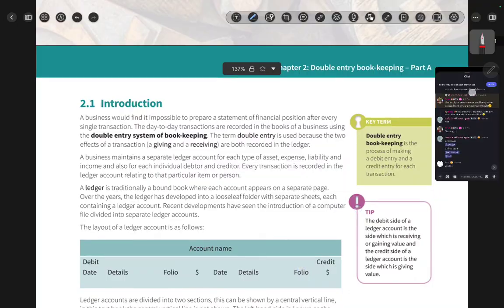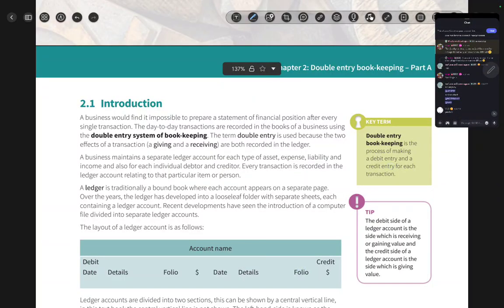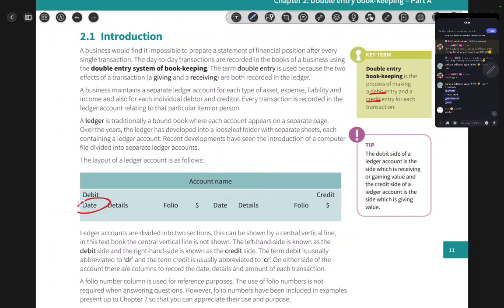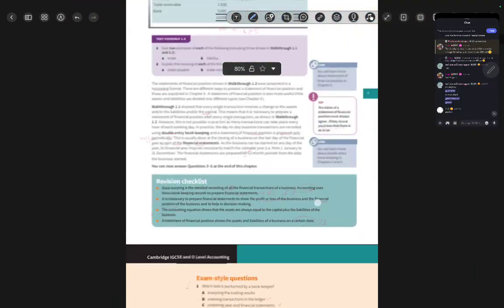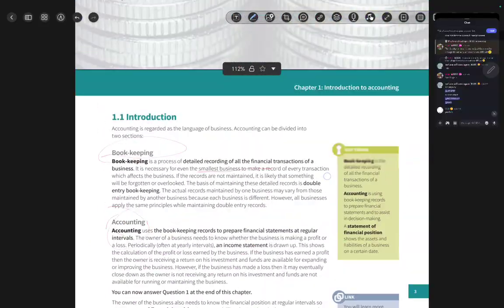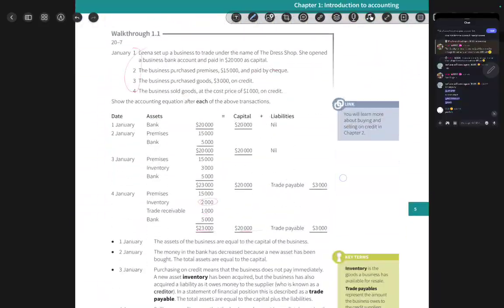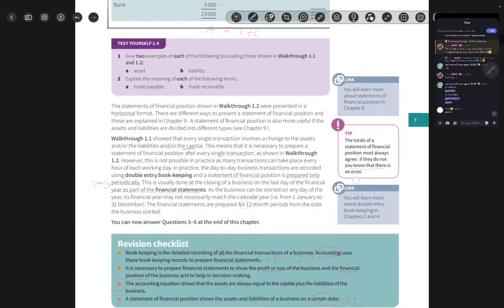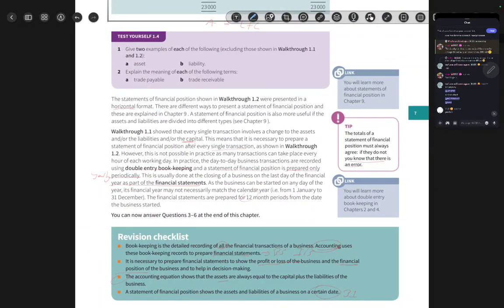All right, let's look at the proper definition. Double entry bookkeeping is the process of making a debit entry and a credit entry. Now, what's debit and what's credit? These are the two sides of a T account. The debit side is the left side and the credit side is the right side. In our first chapter, we read that the debit side is the side that... One second, where is it? Did we read it? I don't think we read it.